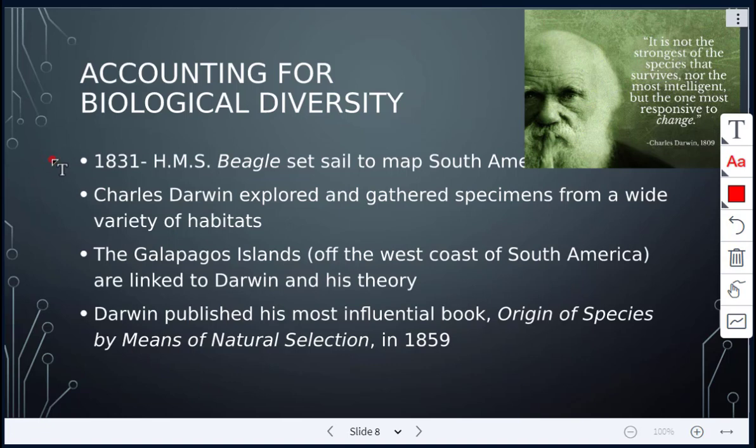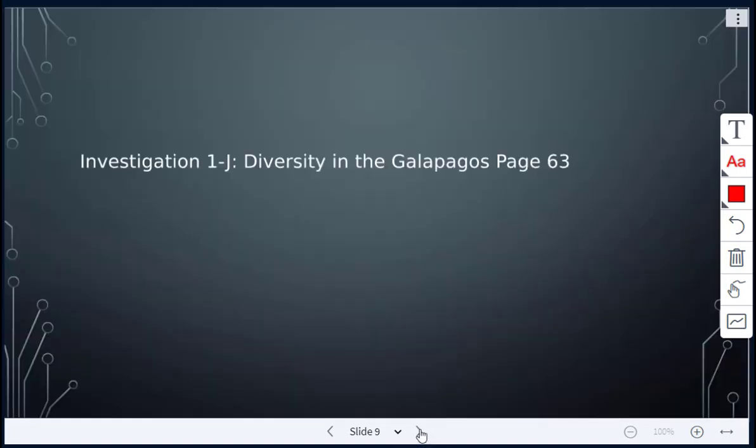So in 1831, the HMS Beagle set sail to map South America. Charles Darwin explored and gathered specimens from a wide variety of habitats. The Galapagos Islands, which were off the west coast of South America, are linked to Darwin and his theory, and then Darwin published his most influential book, which was called Origin of Species by means of natural selection, and that was in 1859.